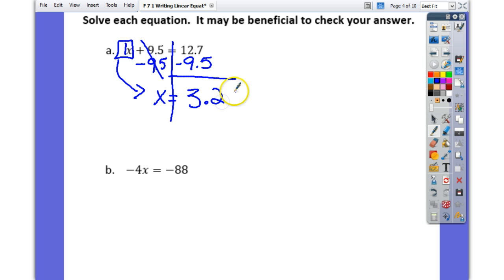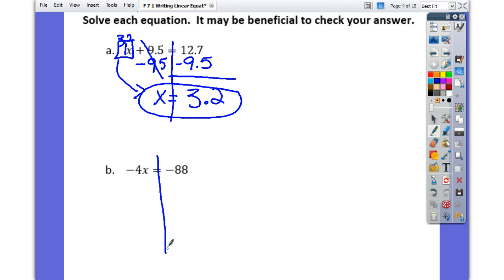3.2. Now before you would write it on your board and ever so proudly hold it up, thinking that your answer is right because you're brilliant, which most of you are, you need to check that on your calculator. On your calculator, put in for the x, 3.2 plus 9.5. Does that equal 12.7? Yes, it does. So then you would ever so proudly hold up your answer on your board because it would be right.